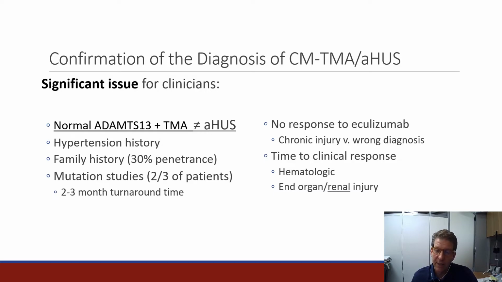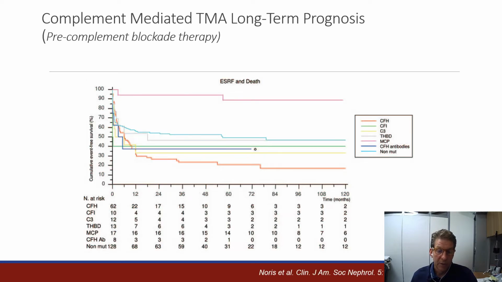When you don't see that initial improvement in hemolysis followed by slow end organ injury recovery, you start to potentially question the diagnosis or think about other etiologies other than a complement-mediated one. The time to clinical response is again important, as we'll talk about in the next slide. The hematologic parameters will get better in the first several days, typically, with end organ injury taking much longer. It's important to remember that the complement blockade therapy does not fix pre-existing injury, but just blocks further injury.